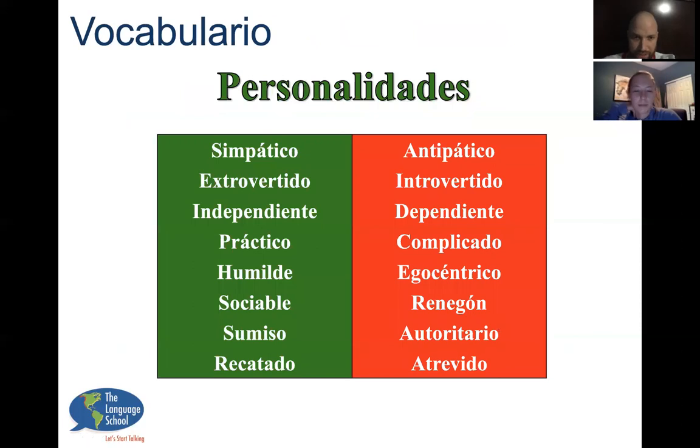Okay, personalidades. Let's learn some new personalities. So here we have nice and mean, simpático and antipático. And then outgoing versus introverted, extrovertido or introvertido. These are straightforward. Independiente versus dependiente. Práctico y complicado. It's like a person that's practical versus complicated. Humilde means humble. Egocéntrico is like saying conceited. Sociable versus renegón, which is like antisocial or grumpy. Sumiso means submissive versus autoritario, which is bossy. Recatado means reserved. Atrevido means bold or daring.